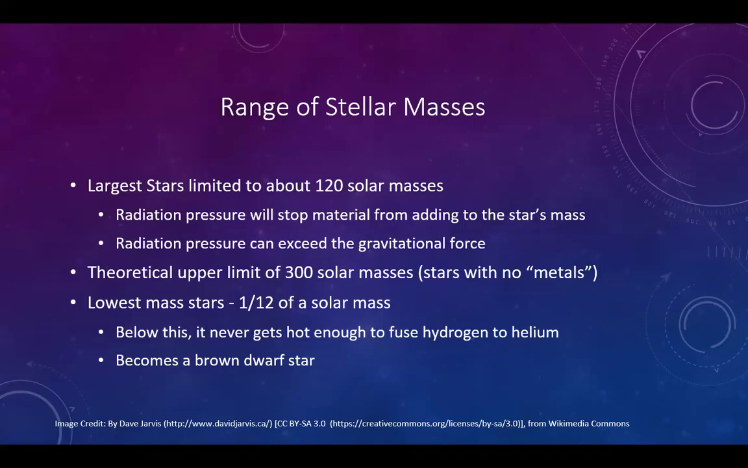The lowest mass stars are about 1/12 of a solar mass, and the reason that's the minimum is that just below that you can't fuse hydrogen into helium. We see things below that, but those are brown dwarfs.